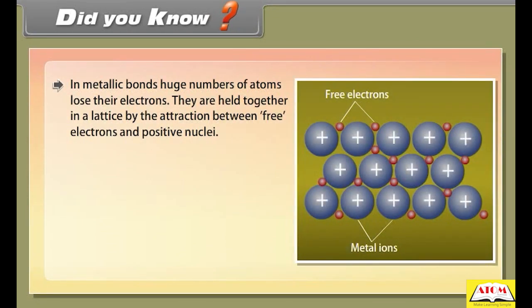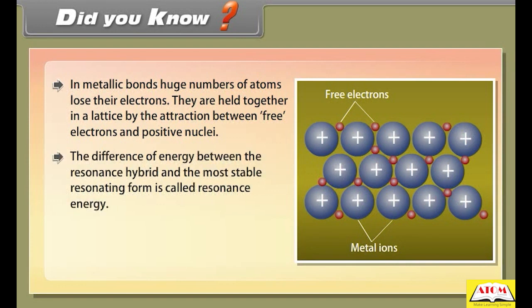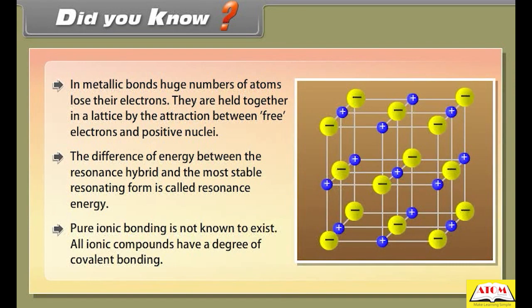Did you know? In metallic bonds, a huge number of atoms lose their electrons. They are held together in a lattice by the attraction between free electrons and positive nuclei. The difference of energy between the resonance hybrid and the most stable resonating form is called resonance energy. Pure ionic bonding is not known to exist. All ionic compounds have a degree of covalent bonding.